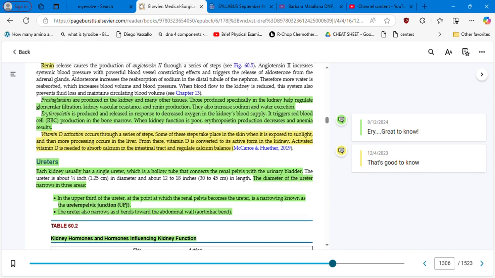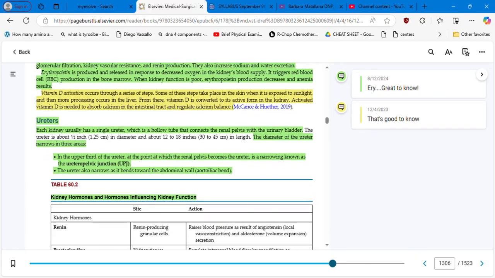Vitamin D activation occurs through a series of steps. Some of these steps take place in the skin when it's exposed to sunlight, and then more processing occurs in the liver. From there, vitamin D is converted into its active form in the kidney. And that's the bottom line. That is what I really need you to understand.